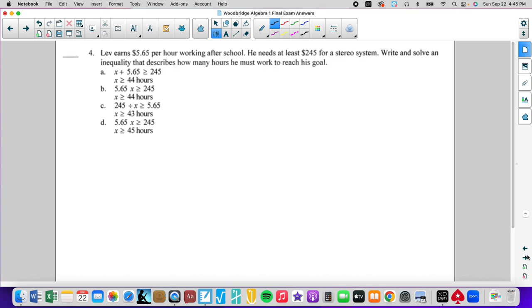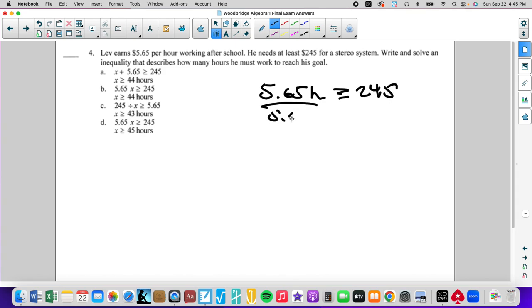Lev earns $5.65 per hour working after school. He needs at least $245 for a stereo system. Write and solve an inequality that describes how many hours he must work to reach his goal. So if Lev gets paid $5.65 per hour, that would be his salary. That salary needs to be greater than or equal to $245.